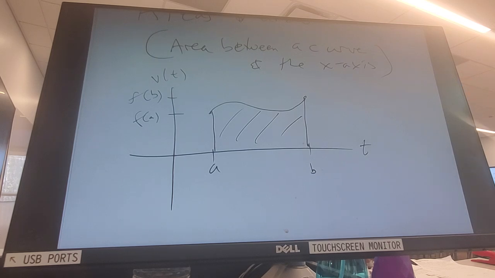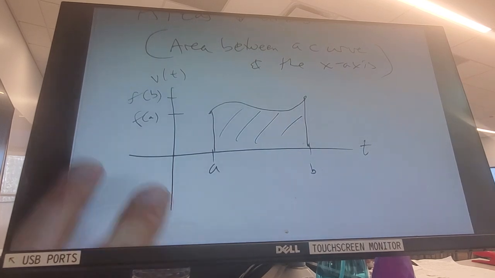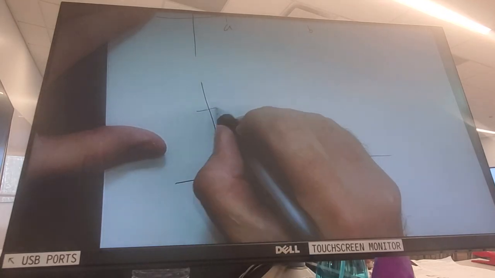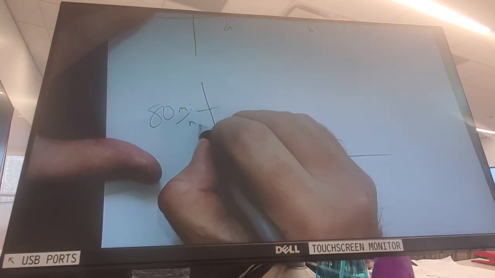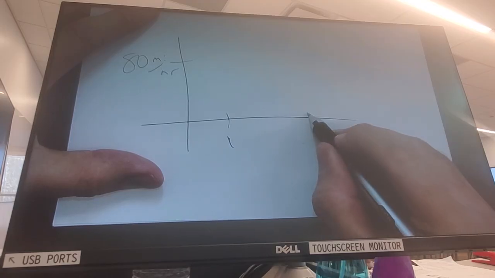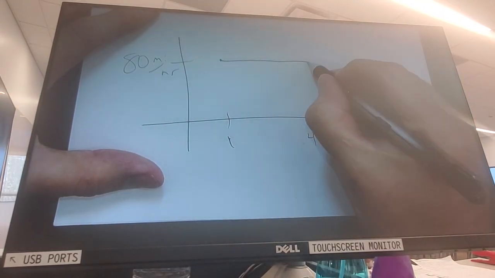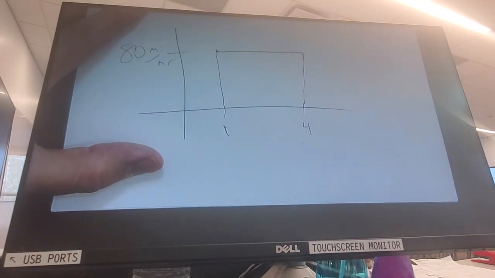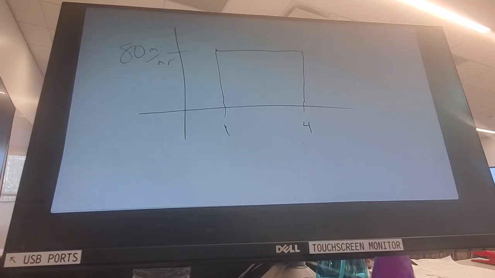So real quick, if I had something going 80 miles an hour, and it went from 1 p.m. to 4 p.m., how far did it go? Yes, it went for 3 hours at 80 miles an hour. That's 240 miles. You with me? What's the area of that rectangle I just drew?